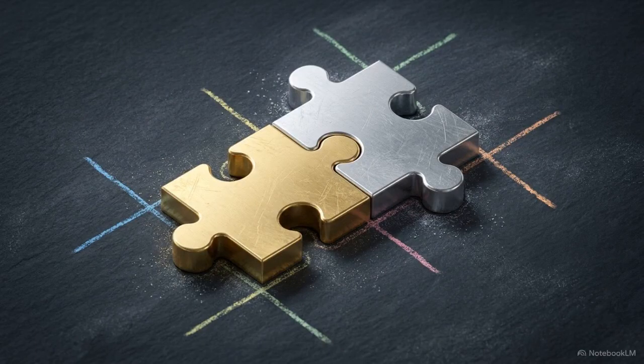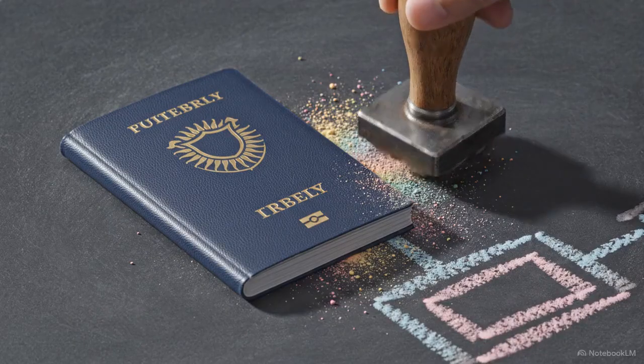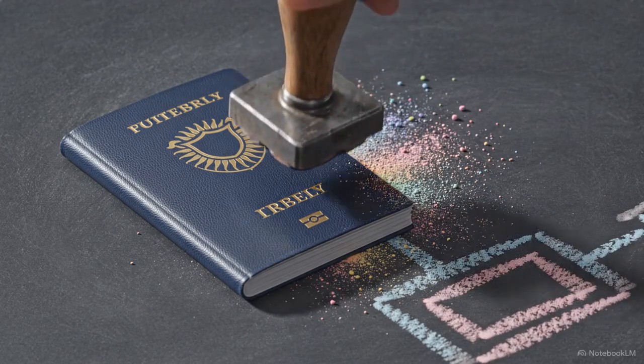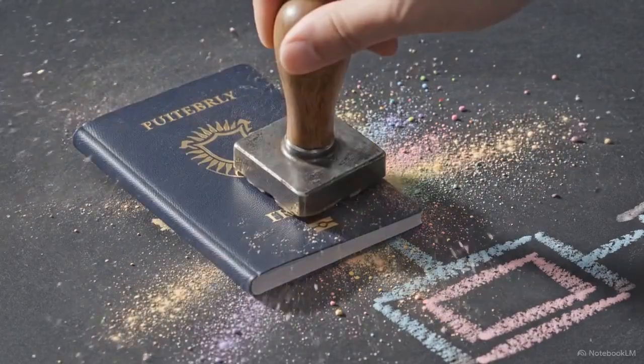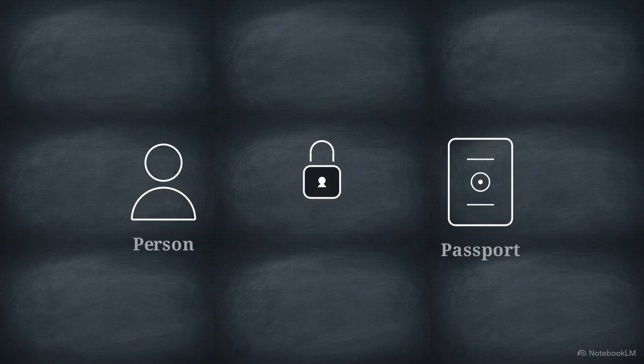Let's look at the first and strictest rule of database matchmaking, the one-to-one constraint. Think about the relationship between a person and a passport. A single person is issued at most one active passport, and that specific passport belongs to only one person. It is an exclusive pairing.